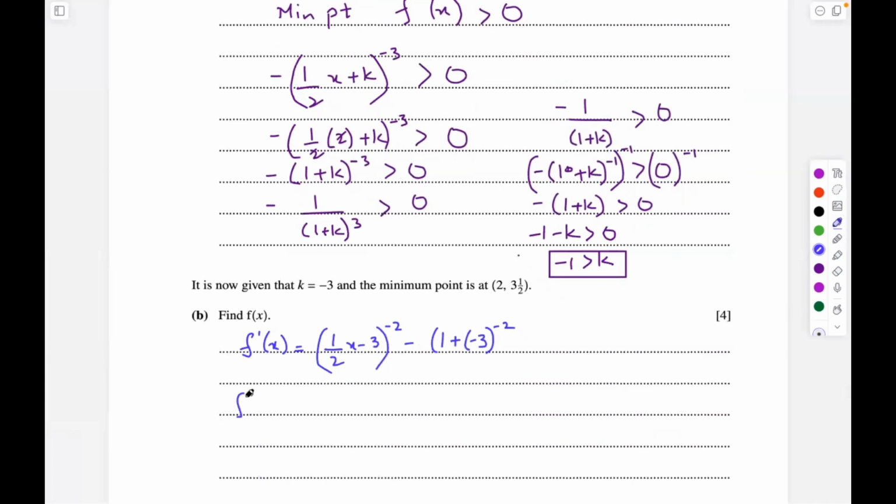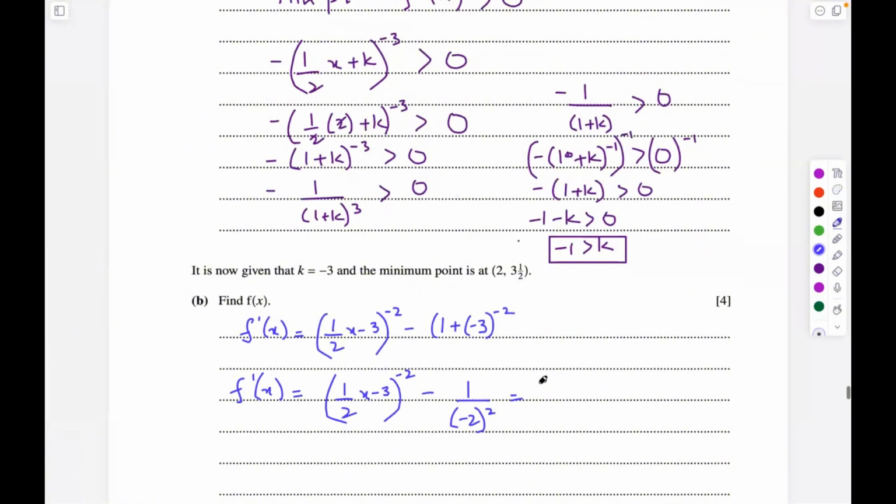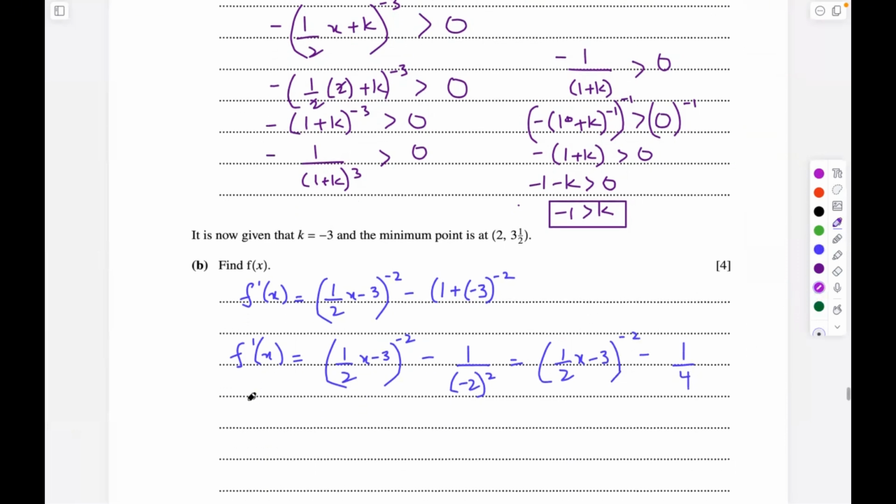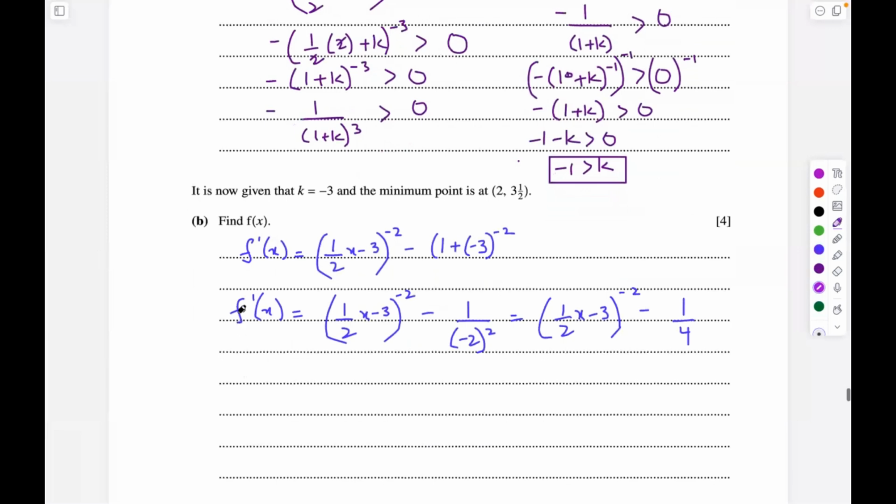We can write this as f dash of x equals (half x minus 3) to the power minus 2, and we can bring the second term into the denominator and write it as 1 upon minus 2 whole squared, and finally we can write it as (1 upon 2x minus 3) to the power minus 2 minus 1 upon positive 4. Now to find f of x, we'll have to integrate both the sides.